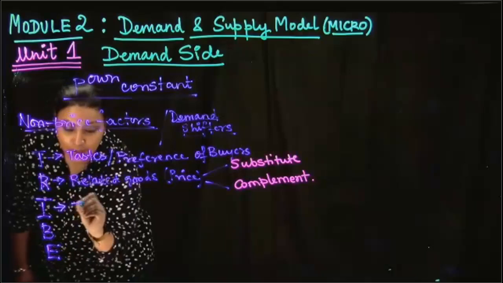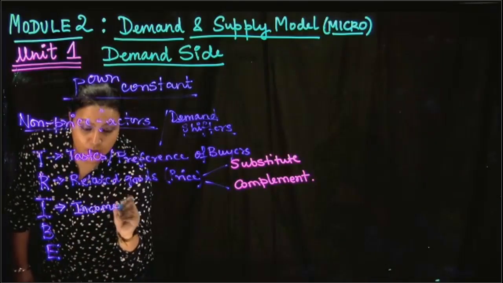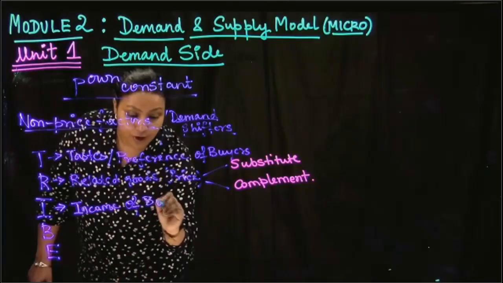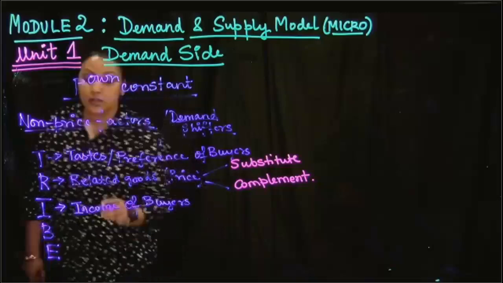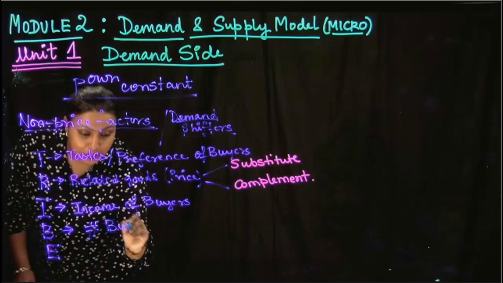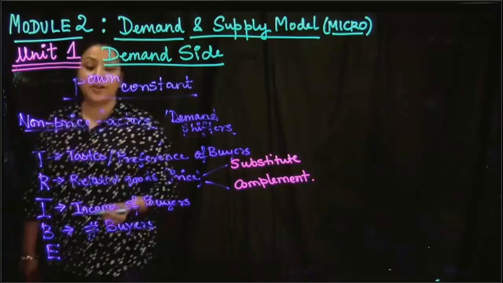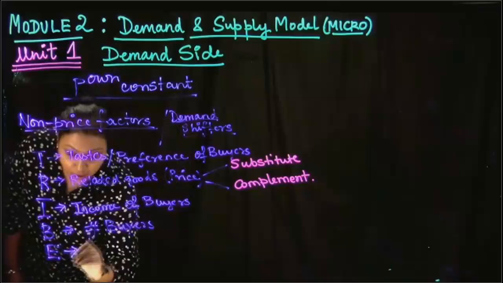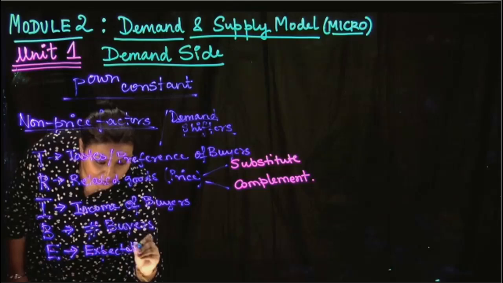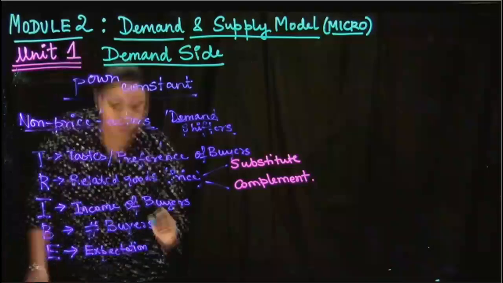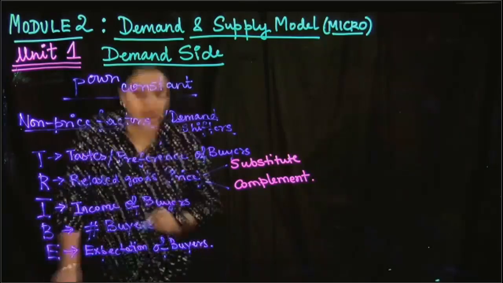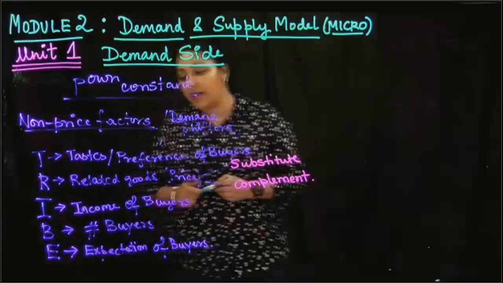I stands for income. And once again, since we are on the demand side, we are worried only about buyers. So we are talking about the income of buyers or consumers. B stands for the number of buyers. So how many buyers are there in the market? And E stands for expectation. And it is the expectation of buyers that we are worried about in the demand side. So these are the non-price factors.